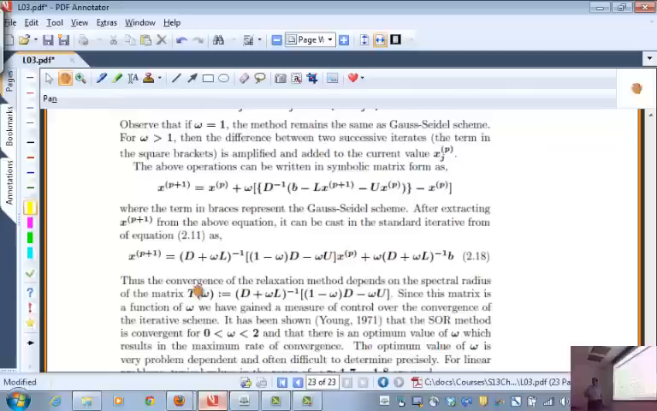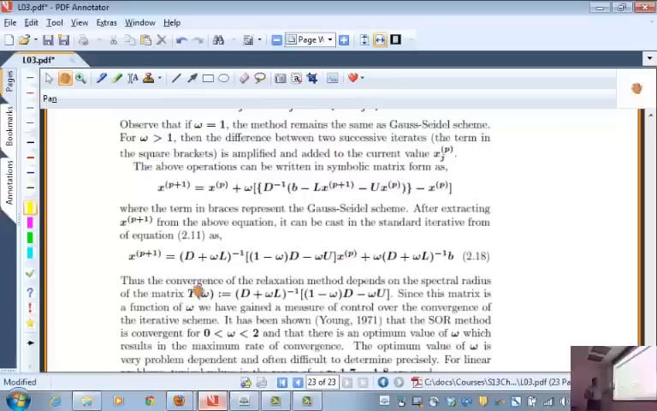There is a theoretical analysis done by Young in 1971, and he showed that for a linear system with a diagonally dominant matrix A, the successive over-relaxation scheme converges as long as omega is less than 2. Omega has to be in the range between 0 and 2. If omega is greater than 2, this scheme will always diverge. So that's a very strong theoretical result that you should be aware of, so that you never put a value of omega greater than 2, because the proof is only for linear systems. Only for linear systems you can do these things.